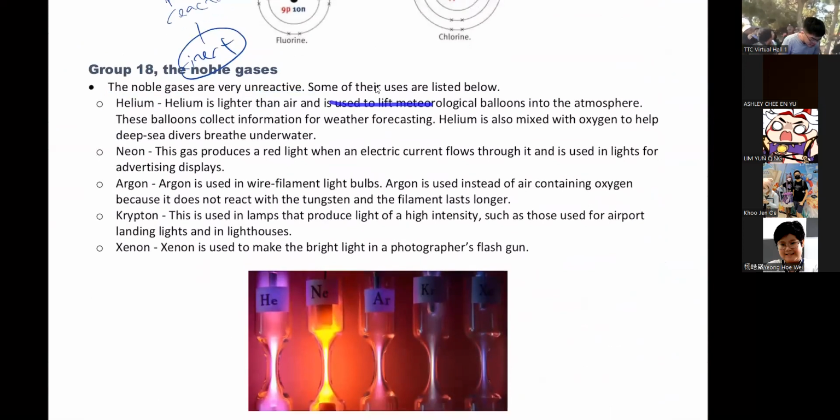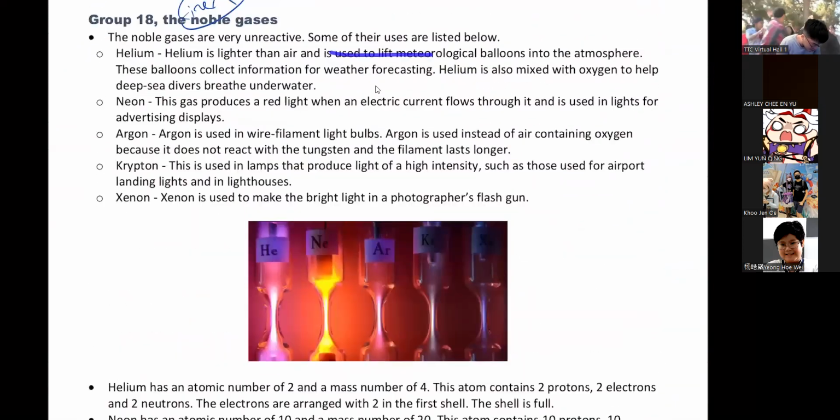Let's learn about some of their uses. We just memorize the uses. This part is important. They will ask you in the exam. So what is helium? Helium is the second lightest gas in the world. So we use it to fill balloons. Have you seen those floaty balloons? That is actually helium inside.